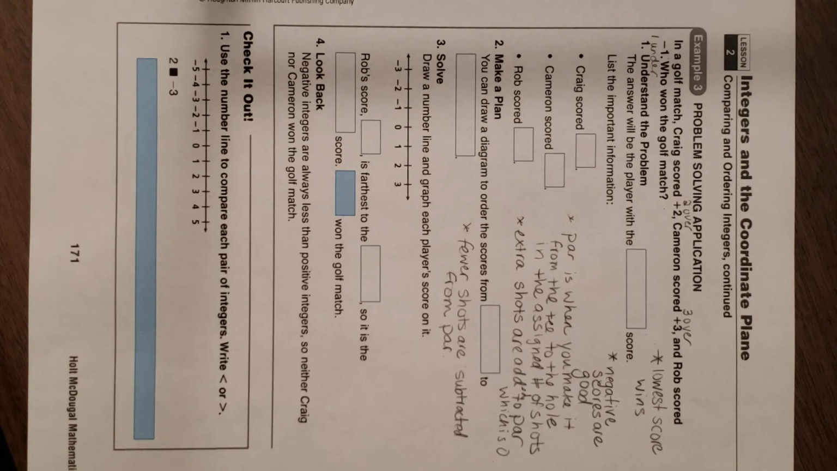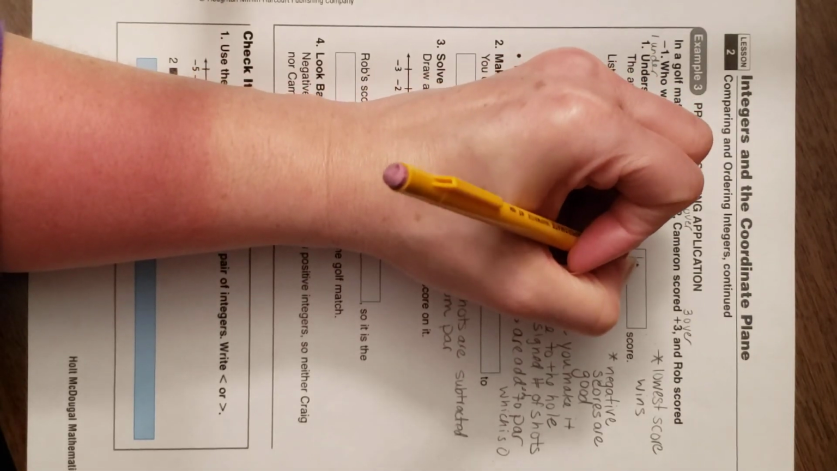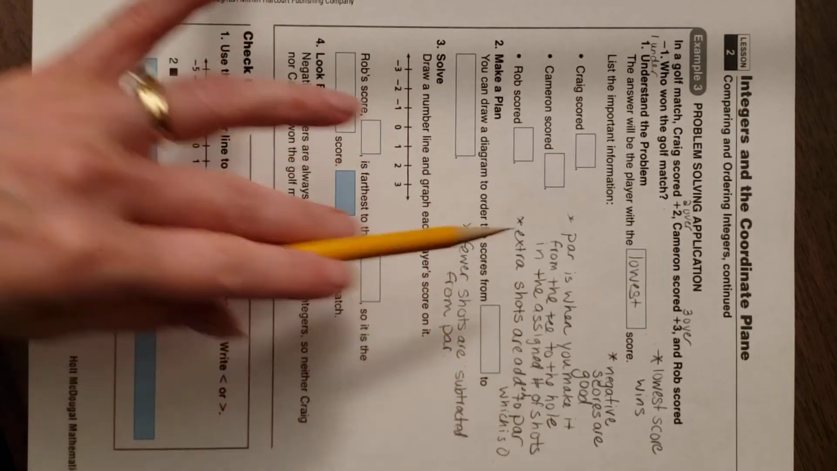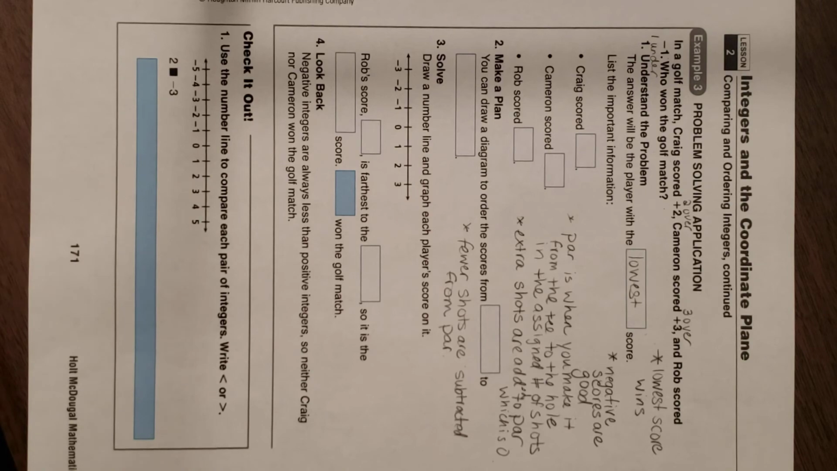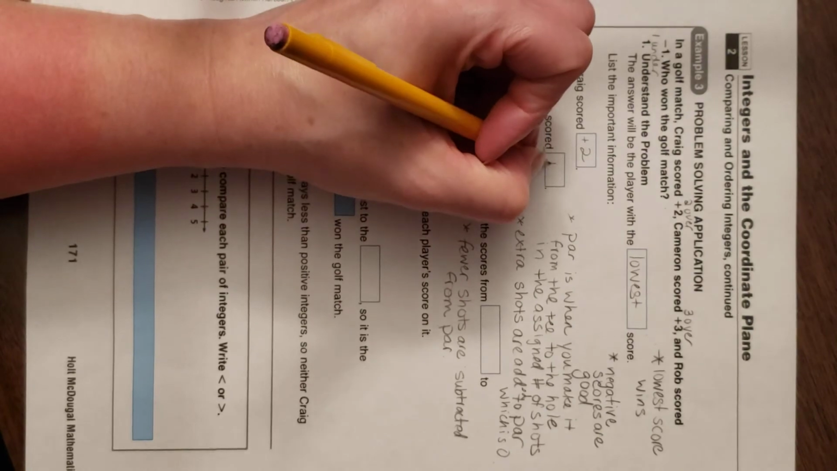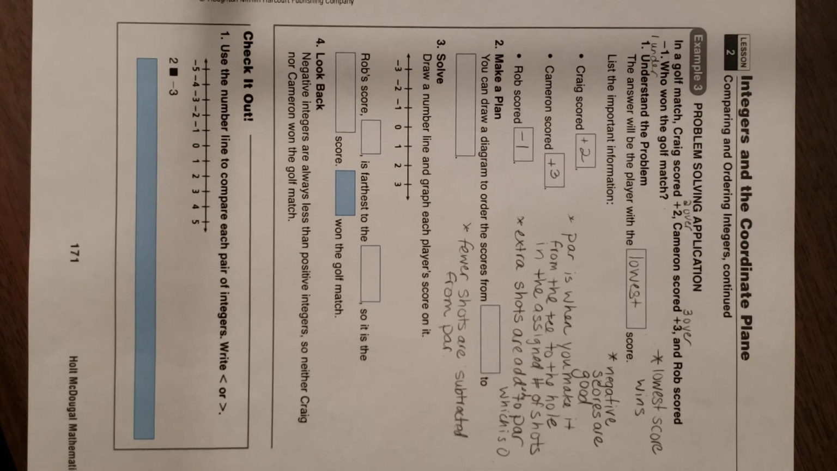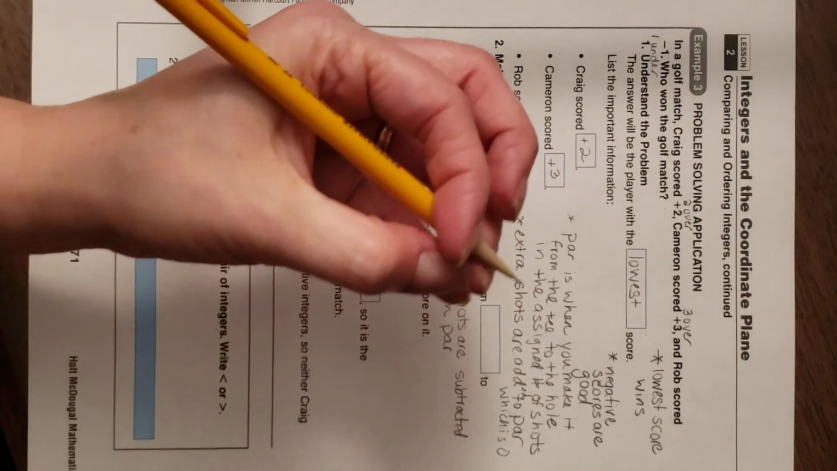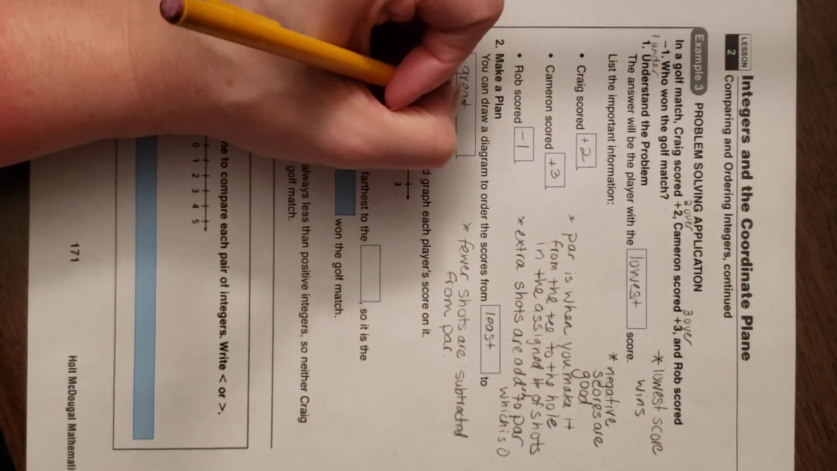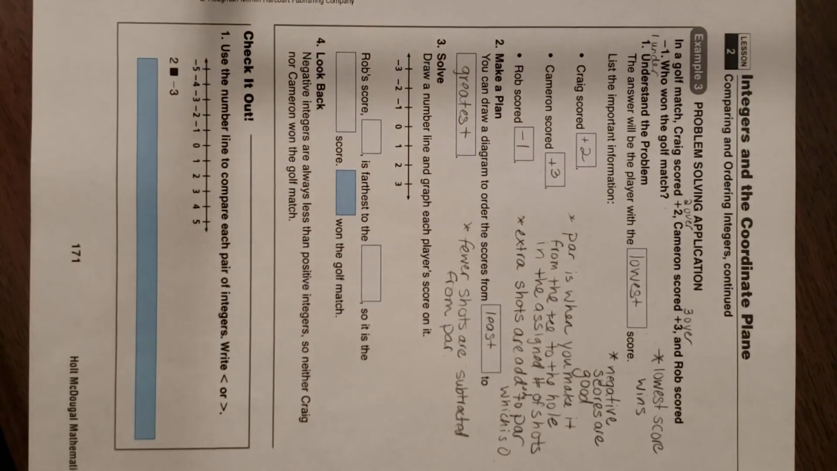Because part of the point of this problem, too, is to think through a problem-solving process. So, the answer will be the player with the lowest score. Lowest score wins. That's why part of our understanding was I gave you this background information. So we need to list our important information. Craig scored +2, Cameron scored +3, and Rob -1. So you need to make some sort of plan to figure out how you are going to order the scores from least to greatest.